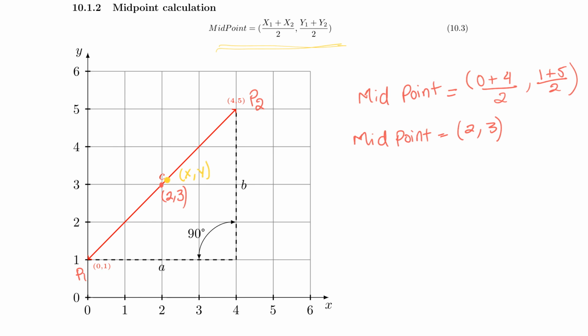Okay, so let's delete the yellow one, which is the assumption. And the midpoint again is the point at (2, 3). That's the midpoint of this line that we call C, or the hypotenuse of the right triangle. And this is how we calculate the midpoint of any line.